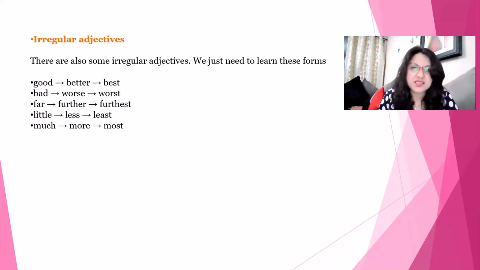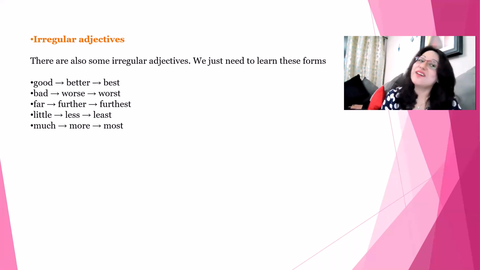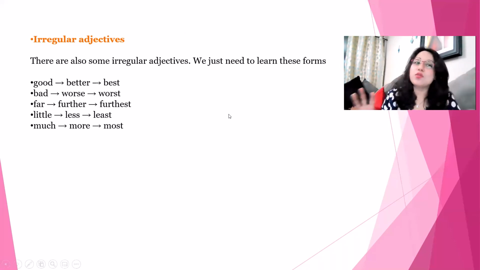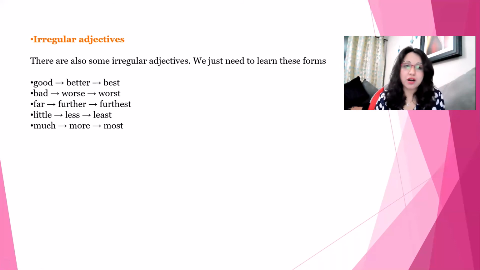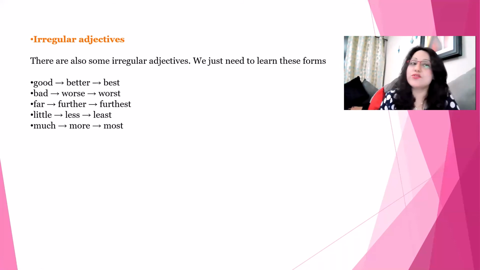All right. Now we have some irregular adjectives. I know they are so much trouble, they're just a pain. But that's what English is all about. So this, guys, you just have to remember, all right? So these are your irregular adjectives. They don't follow that rule of adding ER or EST. You just have to remember them.